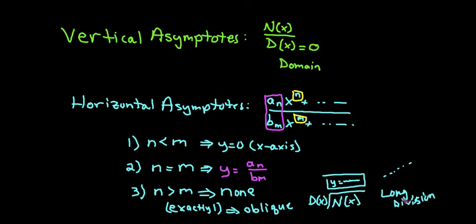And again, that only happens if this is like fourth power and this is third power. So the top exponent is bigger than the bottom. There are no horizontal asymptotes in that case, but if the top is exactly one bigger than the bottom, then we've got the situation of an oblique asymptote.